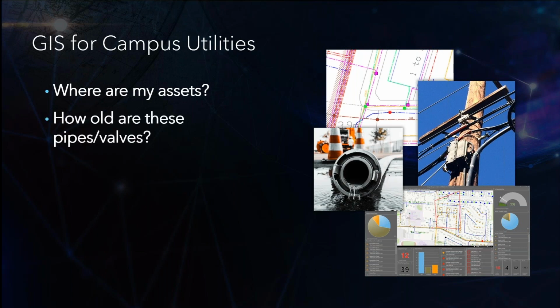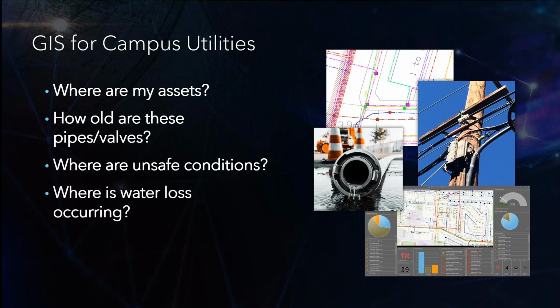And the next step that we're going to start to look at is not only being able to visualize things, the where question, but start to ask questions of the data. How old are these pipes or valves? Where are there unsafe conditions, related to age, related to manufacture? Where is water loss occurring? Active construction, where are the projects? Even starting to share this information with the local community or other stakeholders.